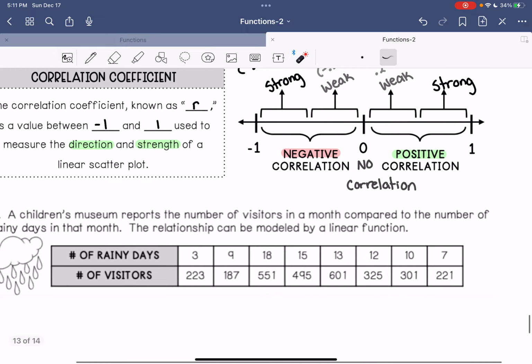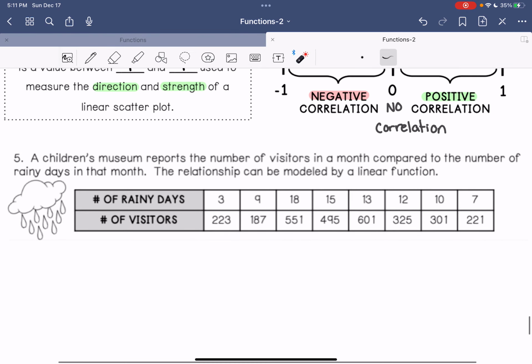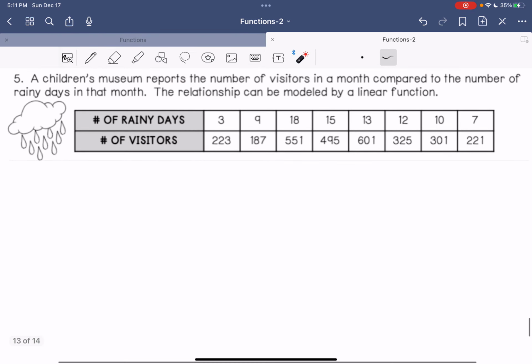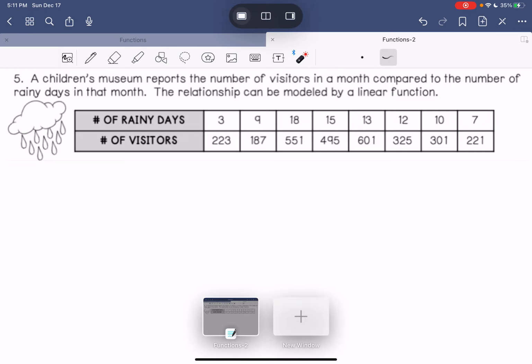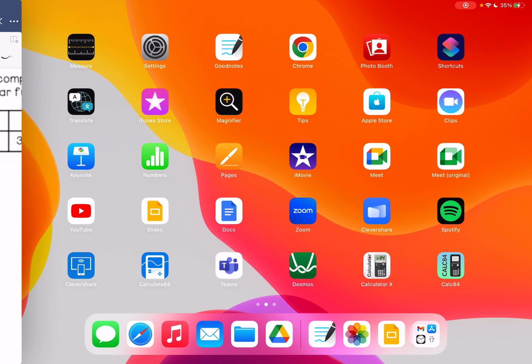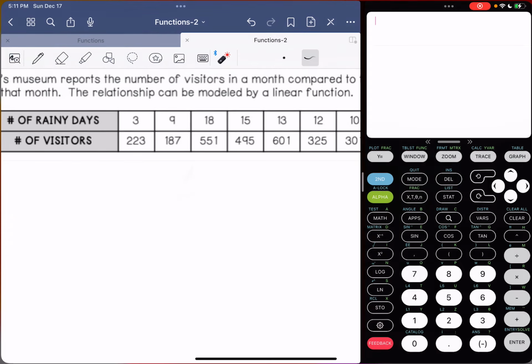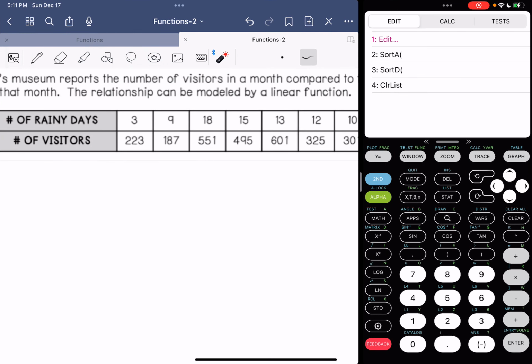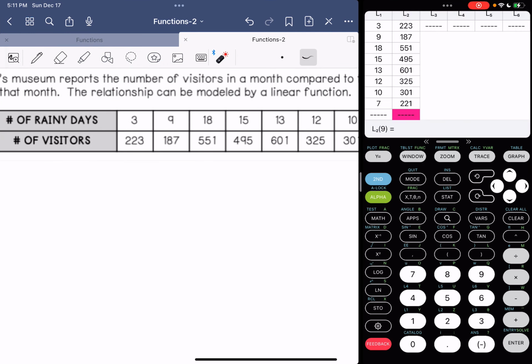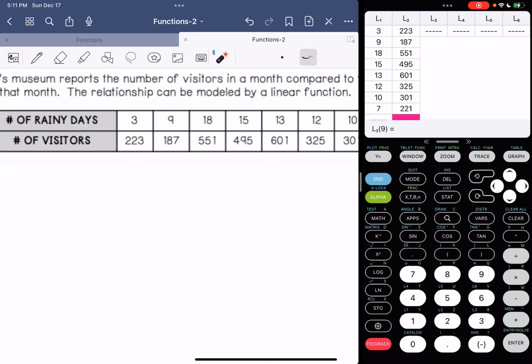Let's take a look at a quick example of calculating the correlation coefficient. In this example, a children's museum reports the number of visitors in a month compared to the number of rainy days in that month. The relationship is modeled by a linear function. To calculate that R value, we will open up our calculator, open up a data table by clicking stat 1, and type in all of our data.